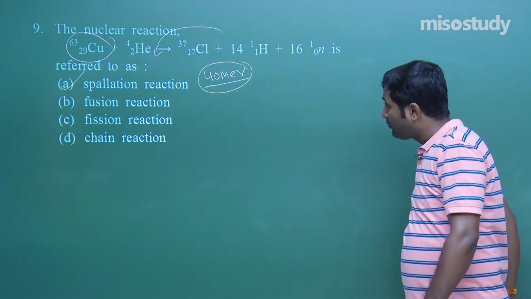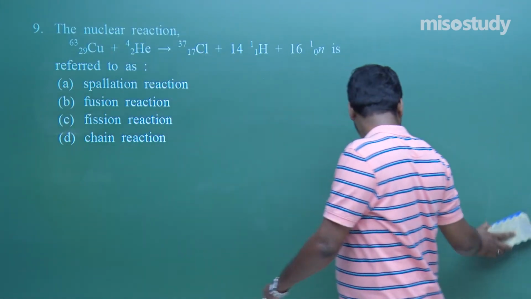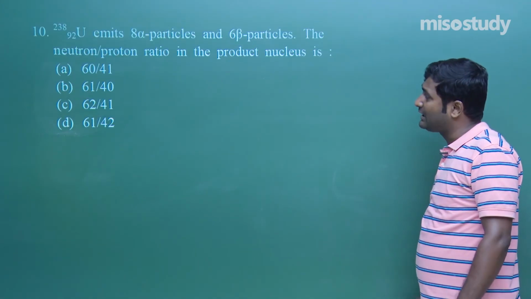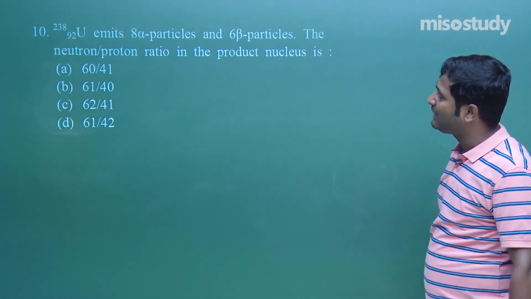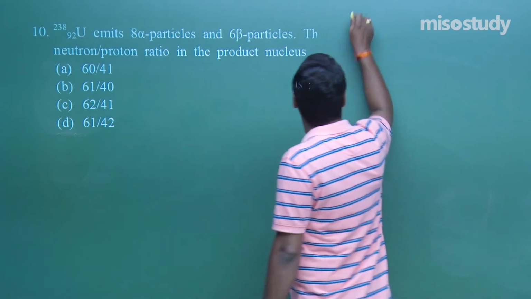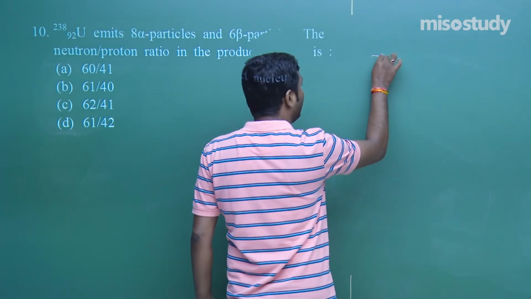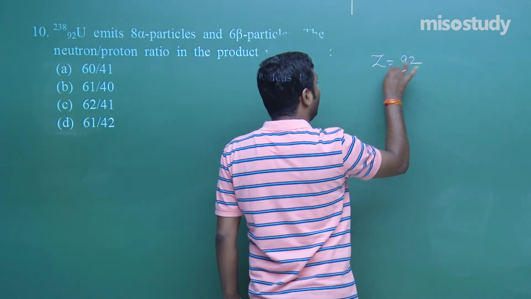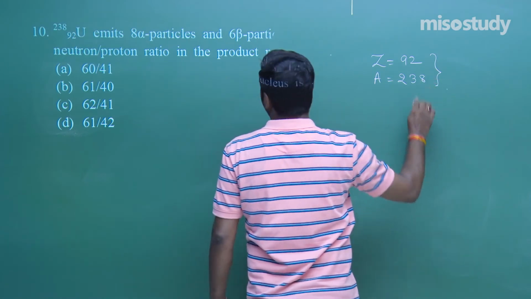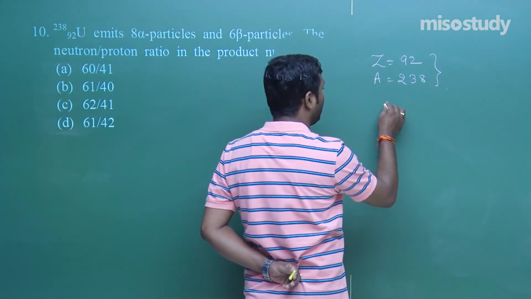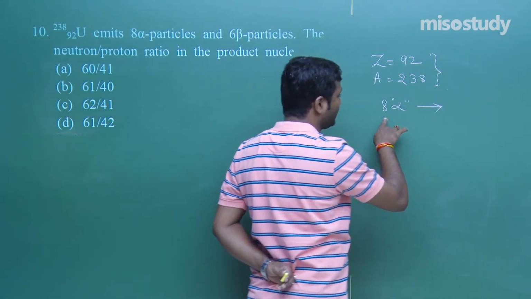Clear? Now I'm going to rub this part and we'll discuss the next one, the last question. Uranium-238 with atomic number 92 and mass number 238, that is Z is 92 and A is 238. Clear? And it emits 8 alpha particles. In this case, what will happen?